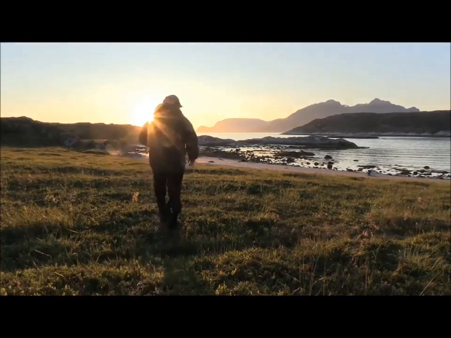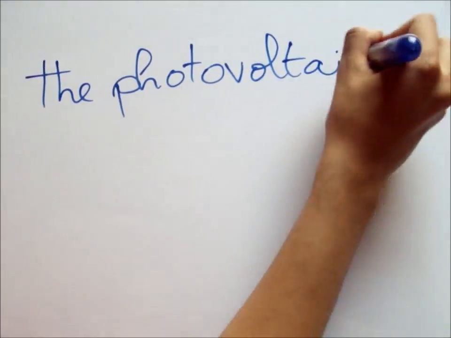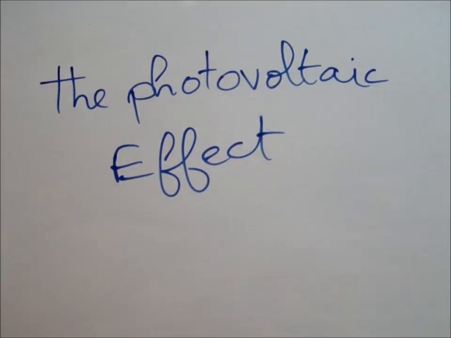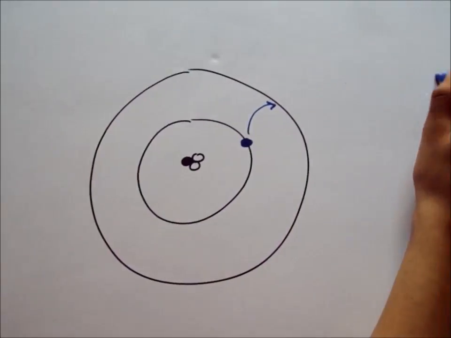Have you ever wondered how we can generate electricity out of sunlight? Well, it's all thanks to something called the photovoltaic effect. To understand it, we need to learn a bit of quantum mechanics. Now, electrons are not stable, they can leap between shells in an atom.